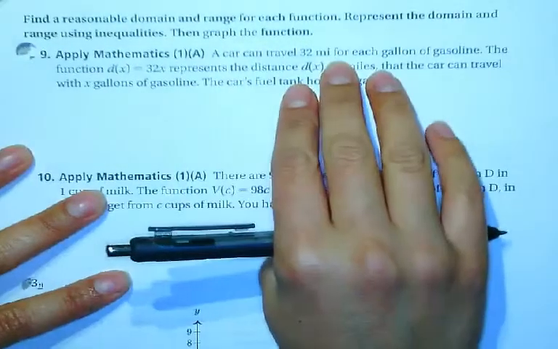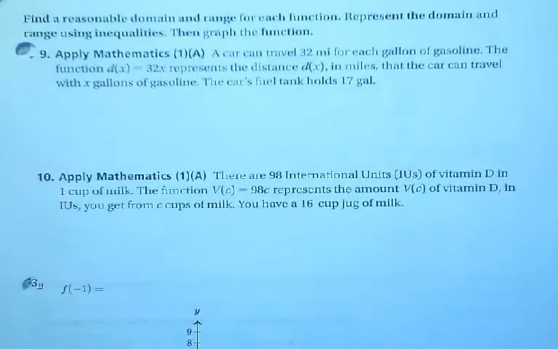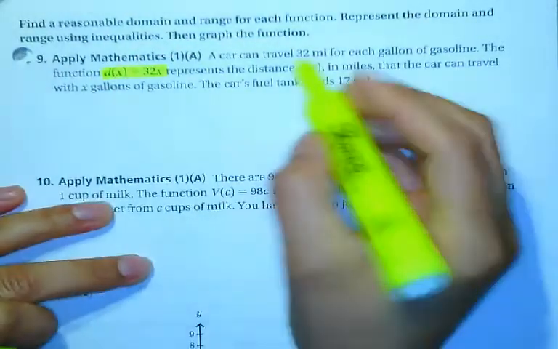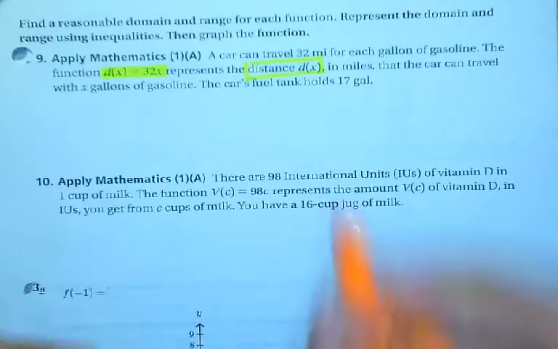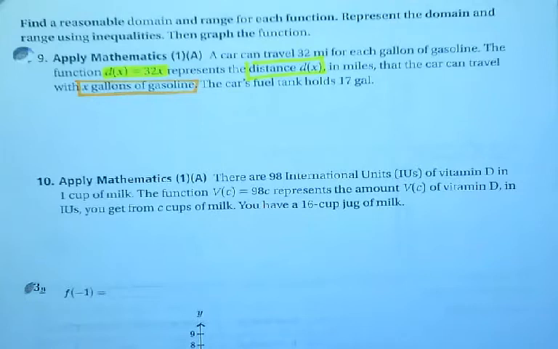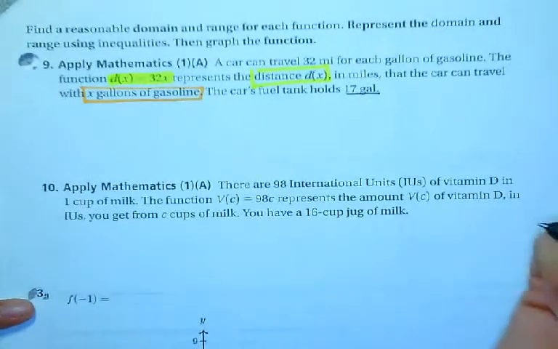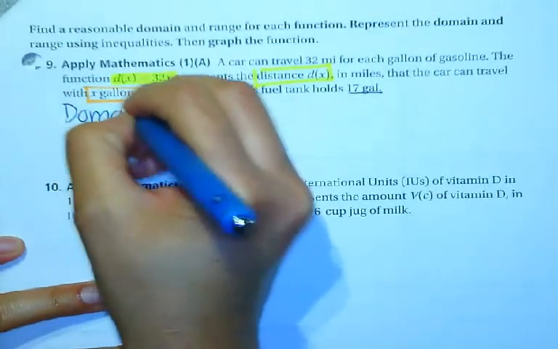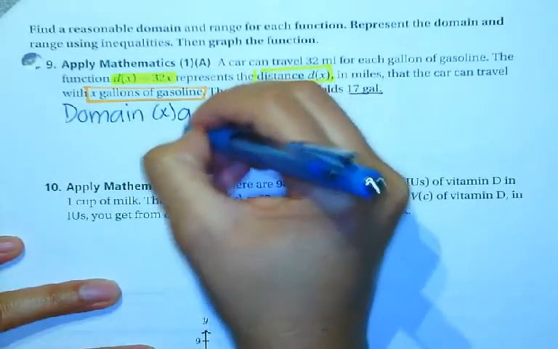So a car can travel 32 miles for each gallon of gasoline. They give me the function, d of x equals 32x. And then they tell me that d of x is the distance and that x is the gallons of gasoline. The car's fuel tank holds 17 gallons. So remember here I'm doing domain and range. So I'm going to write over here domain. I know that that's my x, and in this case it will be gallons.